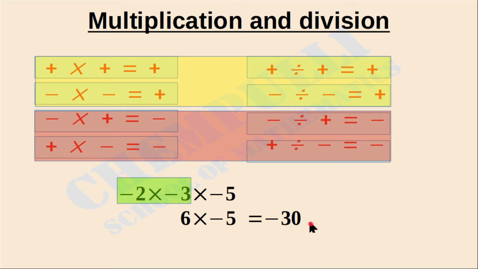I'm going to do this in another way. I multiply negative 2 and negative 5 first. Both signs are the same, so the answer is positive, which gives 10. Then 10 times the next number, negative 3: this is positive and this is negative, so both signs are different and the answer is negative. 10 times 3 is 30, so we get negative 30.